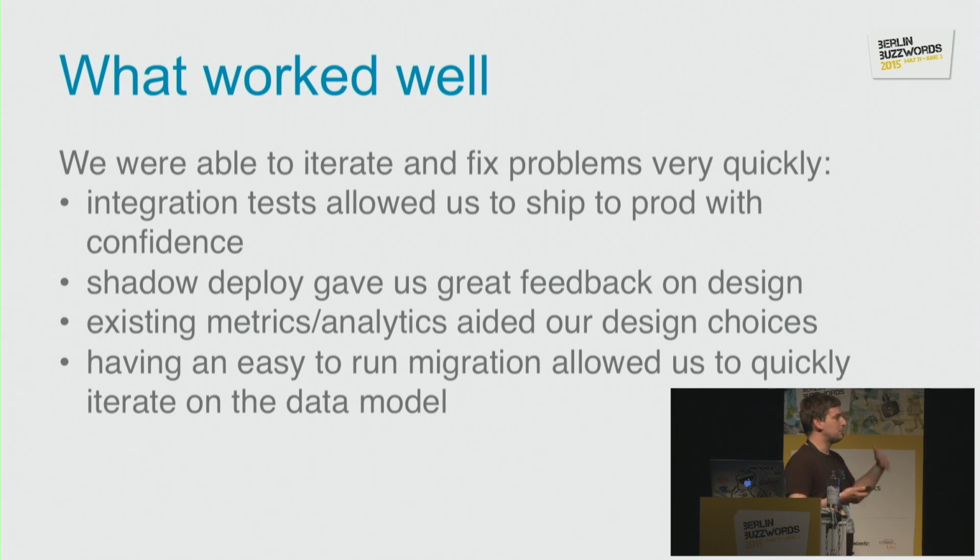So that's pretty good, I guess. The shuttle deploy and double dispatch gave us great feedback on design from the actual traffic. Migration gave us peak performance feedback. And existing metrics and analytics were very informative, giving us loads of information to inform our design choices. The easy-to-run migration really allowed us to move from one model to another very quickly, and this was not a problem, effectively. Instead of trying to avoid problems, we allowed ourselves to quickly deal with them. I guess this was the trade-off we made, and that proved pretty successful.